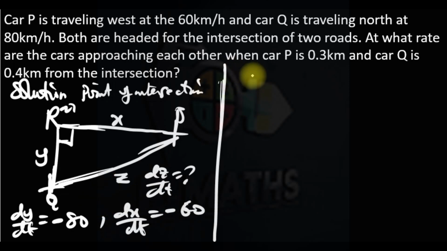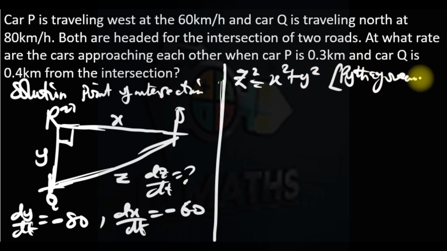So first, we need to connect x, y, and z. From this diagram, from the Pythagorean theorem, z squared is x squared plus y squared. Looking at this, we're looking for dz over dt, so we need to differentiate the equation with respect to t.